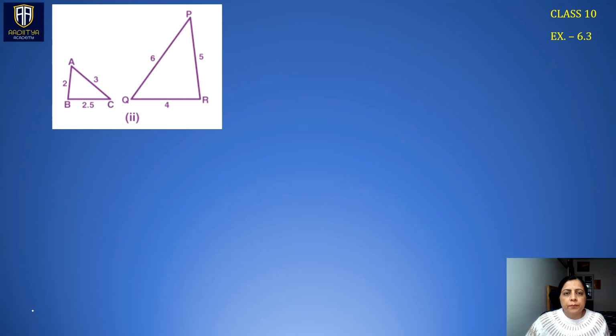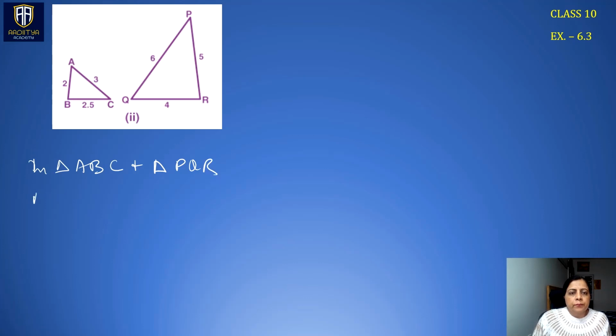Next part is in triangle ABC and triangle PQR. What is given to us? AB is 2, BC is 2.5, AC is 3. Look for any particular ratio which is being followed in the sides of the triangle.